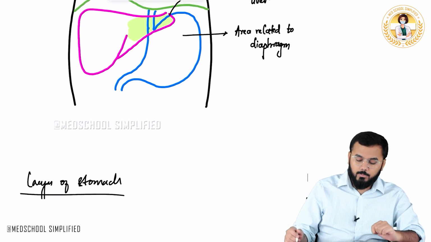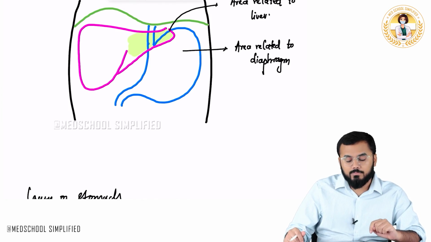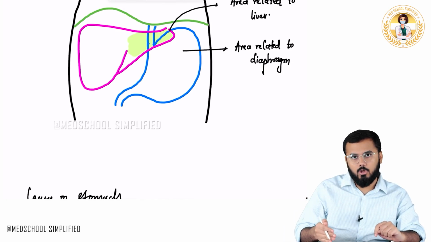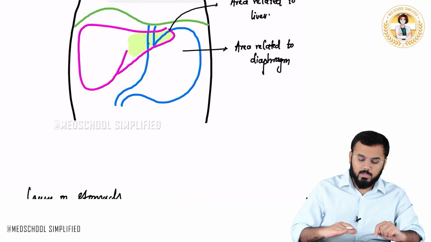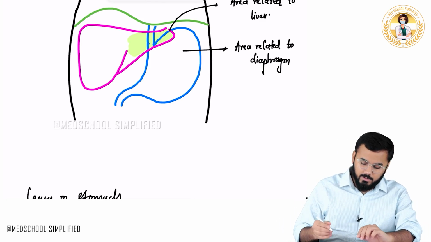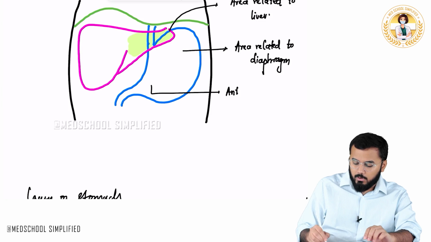The next important thing is, covering all of this, what do you have? Covering all of this, you will have the anterior abdominal wall. Covering this picture on the top, you have the anterior abdominal wall covering your stomach, covering all this. So this entire area is the area related to the anterior abdominal wall.